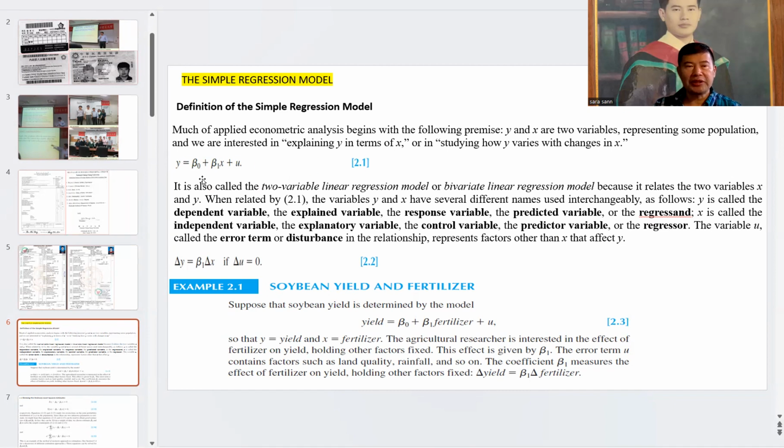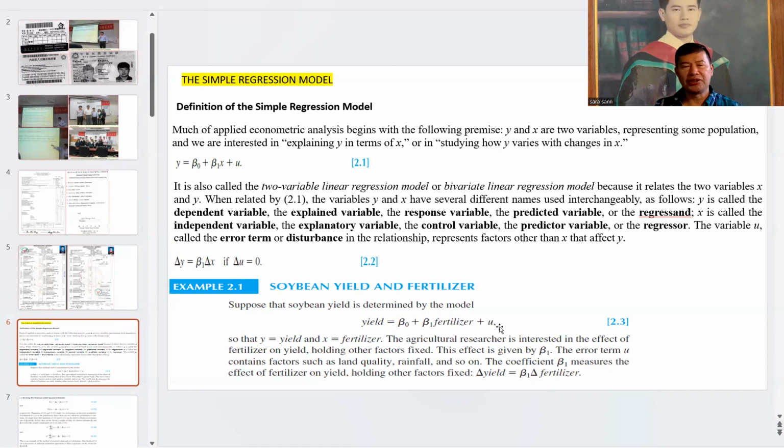When you see an equation like that, it means the study of the effect of x on y. Y might be soybean yield and x might be fertilizer. From equation 2.1, you can see the effect of fertilizer on soybean yield. You put more fertilizer, sometimes the soybean yield increases, sometimes it decreases because of too much fertilizer. Okay, and what about other factors?